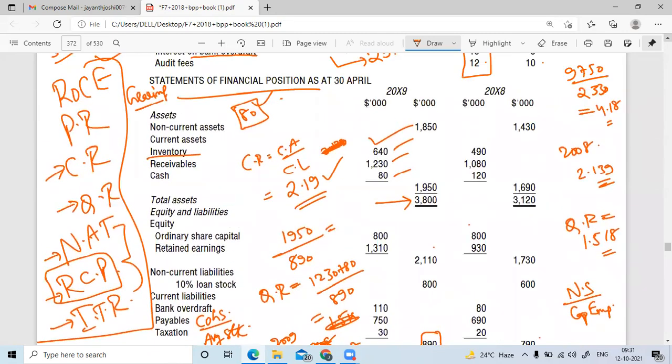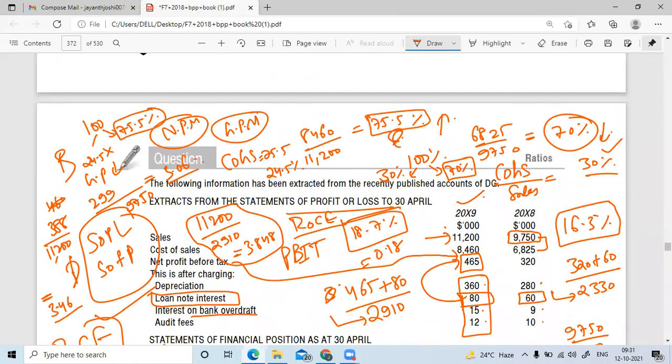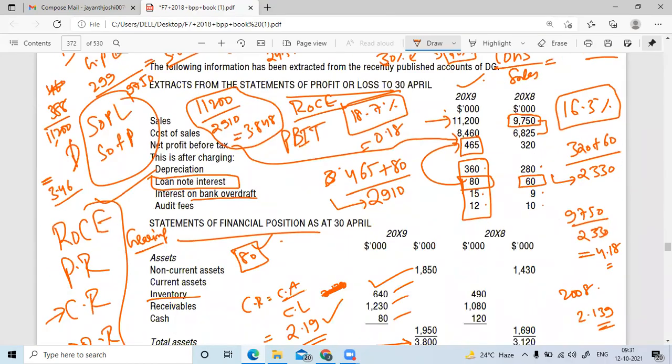Okay, and let us see some other reasons also. One more reason can be, here we should see the interest cost. But we don't have long-term interest cost. Interest on overdraft, that cannot be taken as an advantage.